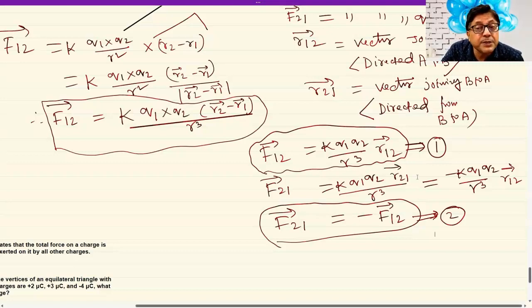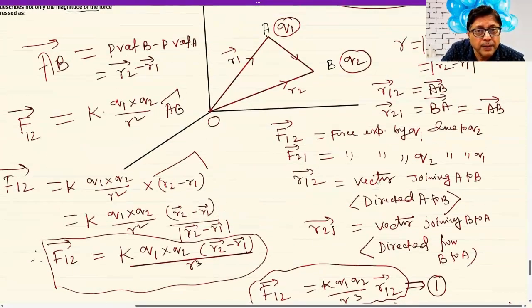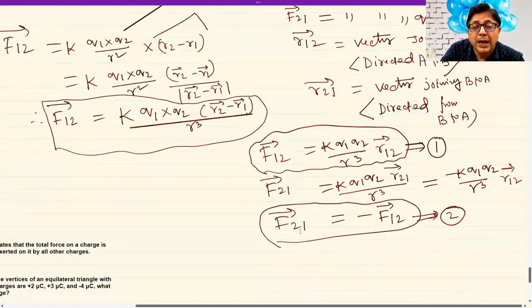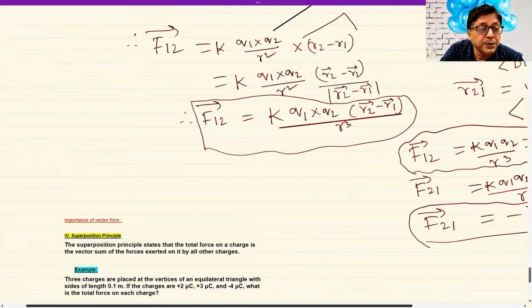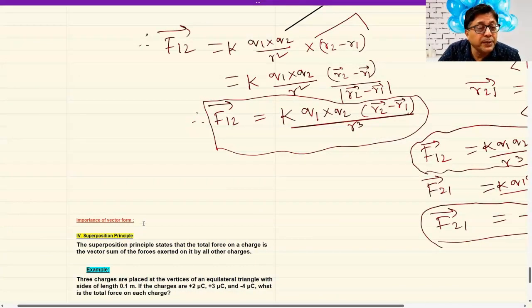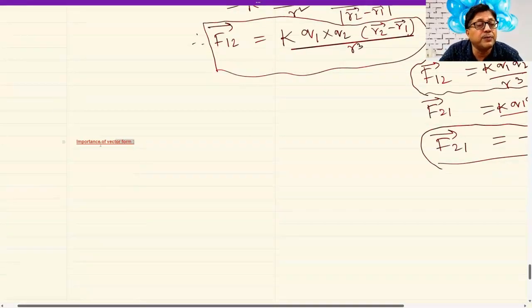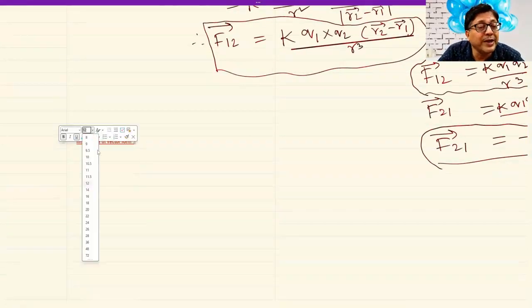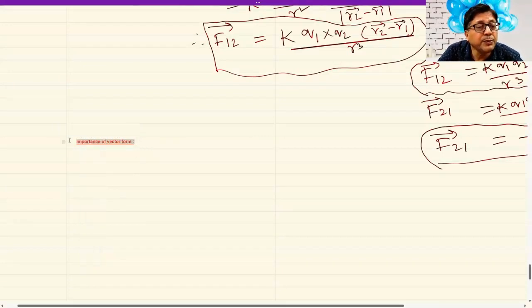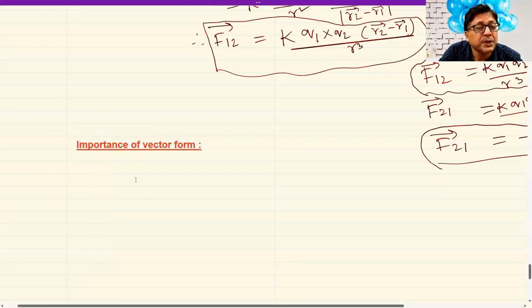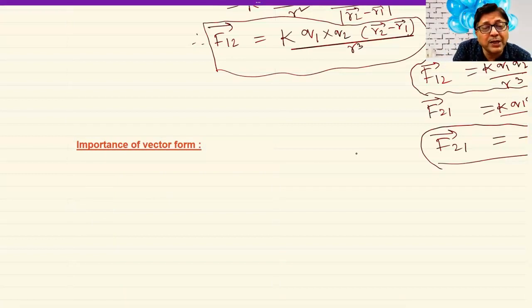What are the concepts you have learned there then? That the vector form of Coulomb's law is given by this one, and the forces are equal and opposite. So let us note down some important points on vector form. What are those important points of Coulomb's law? Importance of vector form, number one.